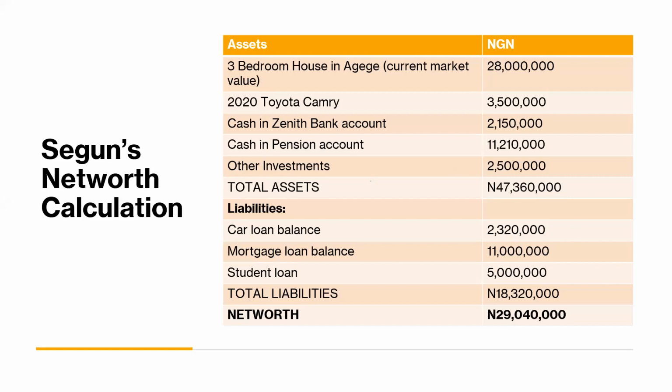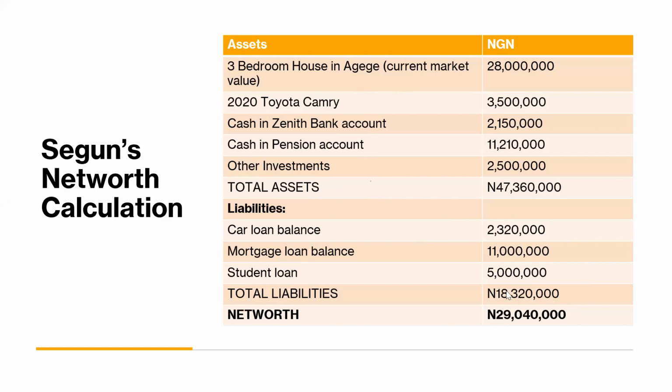Don't forget I said for you to know what your net worth is, it is a computation of your total assets minus your total liabilities. So these are his liabilities. He has a car loan of 2.3 million. He has a mortgage loan of 11 million. He has a student loan of 5 million.